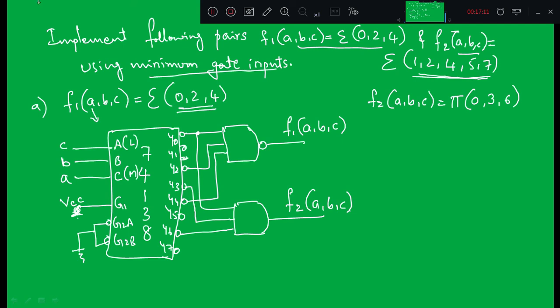Okay, so with this, I'll wind up the decoder portion. In the next class, we will discuss what a multiplexer is, which is another combinational circuit, and we will also see how to design Boolean functions using a multiplexer.